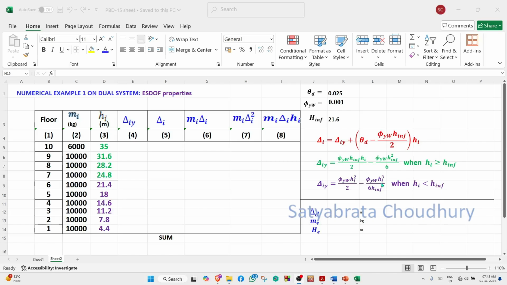Yes, now we take up the tabulation for the computation of the equivalent single degree of freedom system.